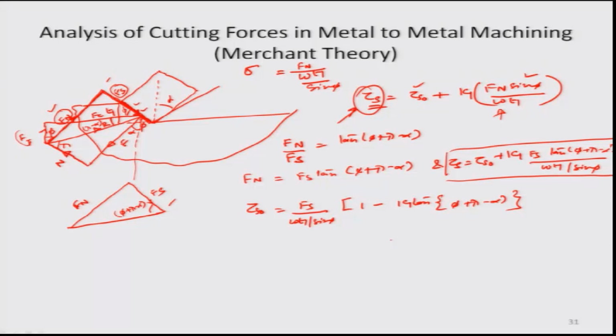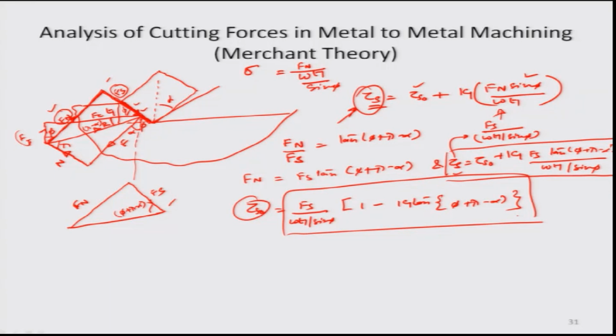The reason being that you have on one side the tau s value, which you can write down simply from the earlier equation as Fs divided by Wt1 by sin phi. So if you substitute this value in tau s, the tau s 0 value comes out to be Fs by Wt1 by sin phi times 1 minus k1 tan phi plus lambda minus alpha. In other words, Fs can be recorded as Wt1 tau s naught divided by this whole term, which is sin of phi times 1 minus k1 tan of phi plus lambda minus alpha.